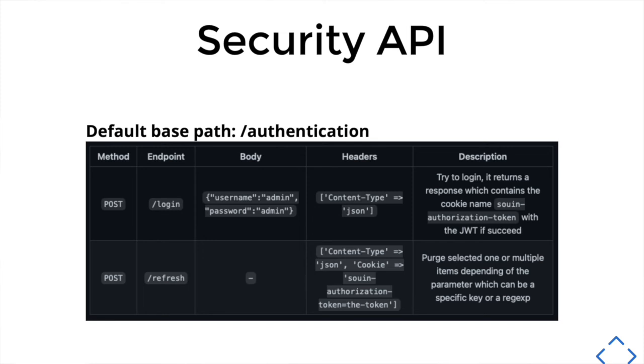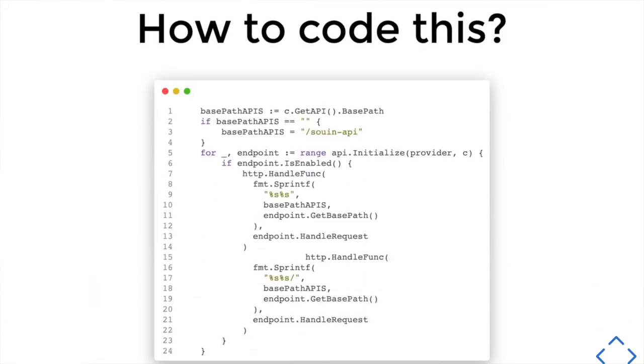Here you can tell yourself in your mind, okay, it sounds good, great, perfect, blah blah blah. But I want to know how to code that. So the magic under the carpet is basically I get the main base path from the configuration. If it doesn't exist, it will use the default value Swing API. Then after that, I load each endpoint using the initialize function, which takes a provider and a configuration as parameters.